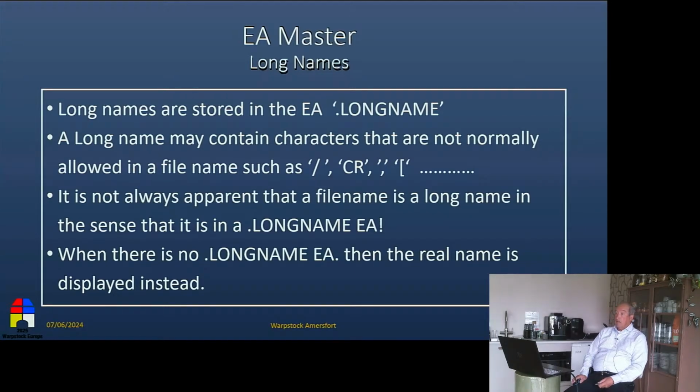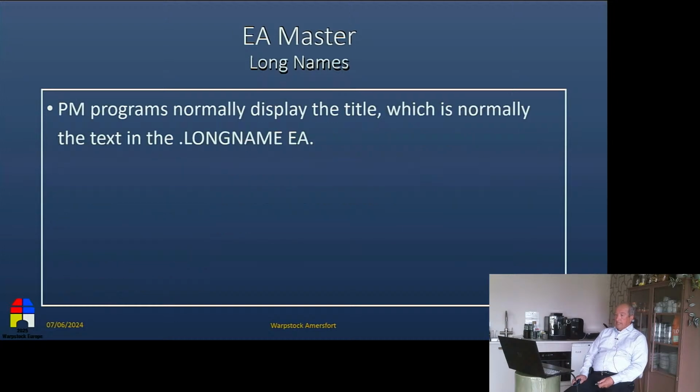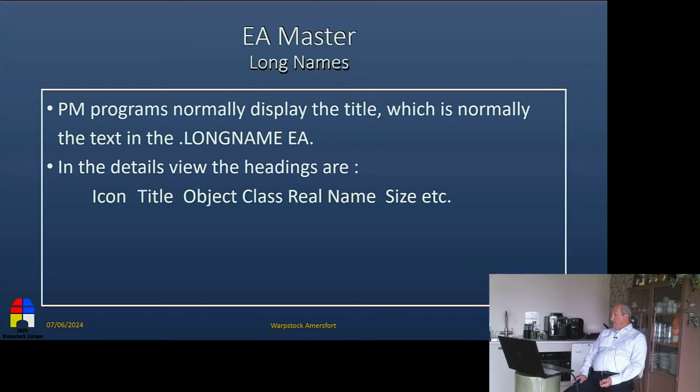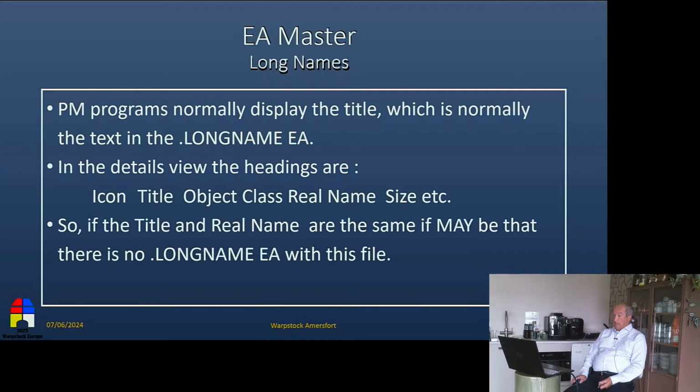You think, so what? PM programs normally display the title, which is normally the text in the long name EA. It displays the long name. On your desktop, all the names are, in fact, long names. As I said, in the details view, you get icon, title, object class, real name and size, etc. And as I also just said, the long name, if not present, is the real name.